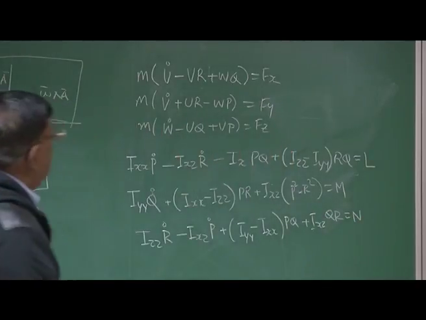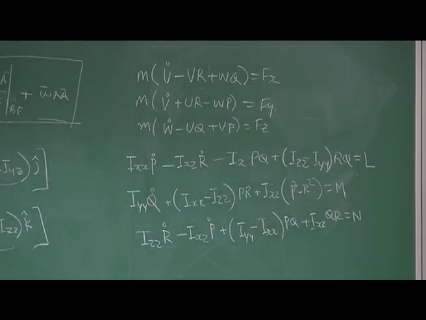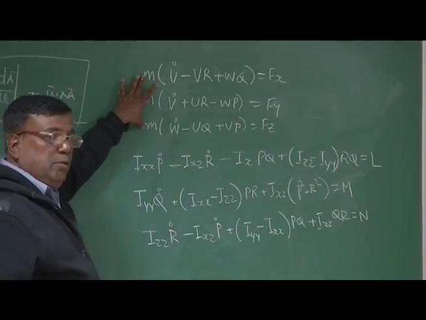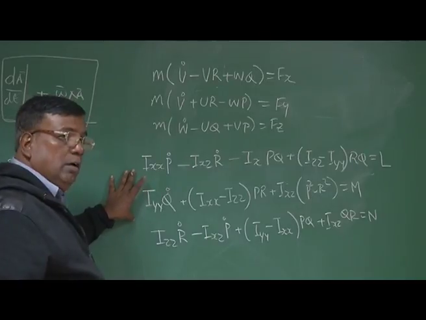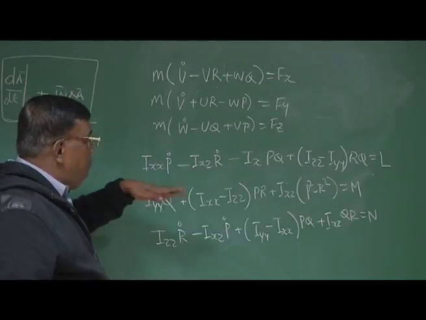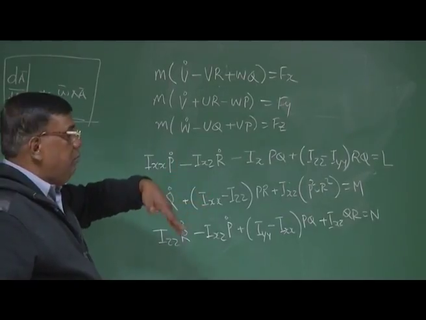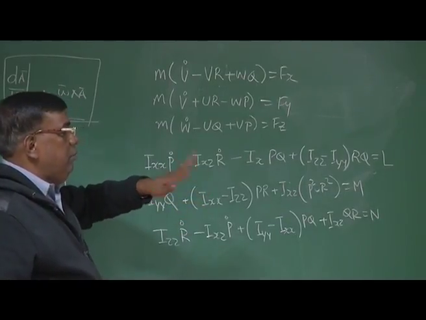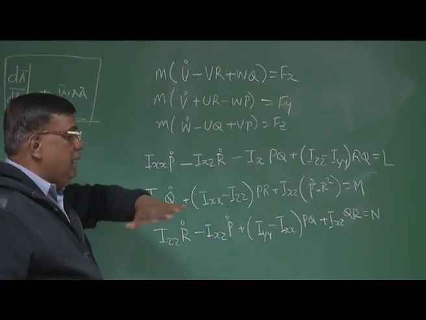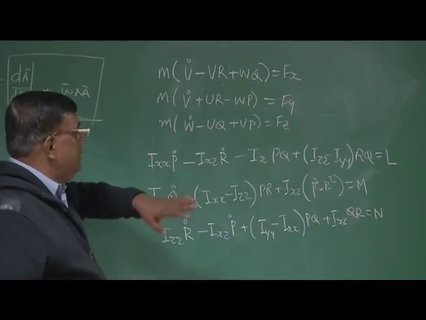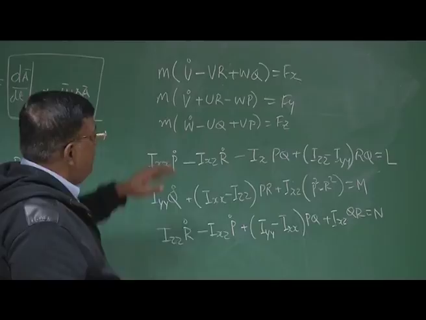So, you have got 1, 2, 3, 4, 5, 6 set of equations, and you know these 3 are for translatory motion, these 3 are the angular motion. You can see p is rolling about x-axis, q is pitching about y-axis, and r is yaw rate about z-axis. So, we have got explicit equations.